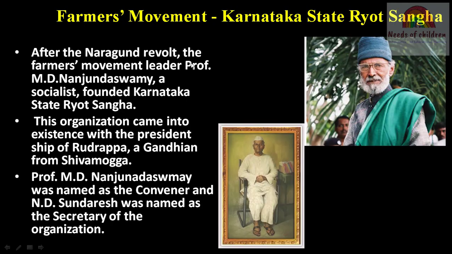Among the farmers' movements is the Karnataka State Ryot Sangha. After the Naragunda revolt, the farmers' movement leader Professor M.D. Nanjundaswamy, a socialist, founded the Karnataka State Ryot Sangha. This organization came into existence with the presidentship of Rudrappa, a Gandhian from Shivamogga. Professor M.D. Nanjundaswamy was named the convener and N.D. Sundaresh was named the secretary of the organization.